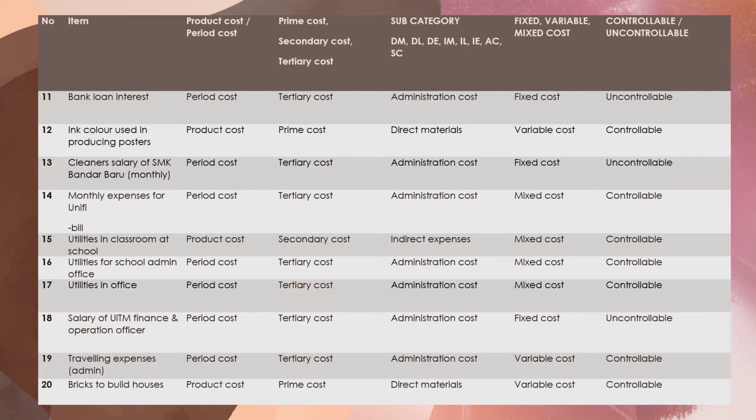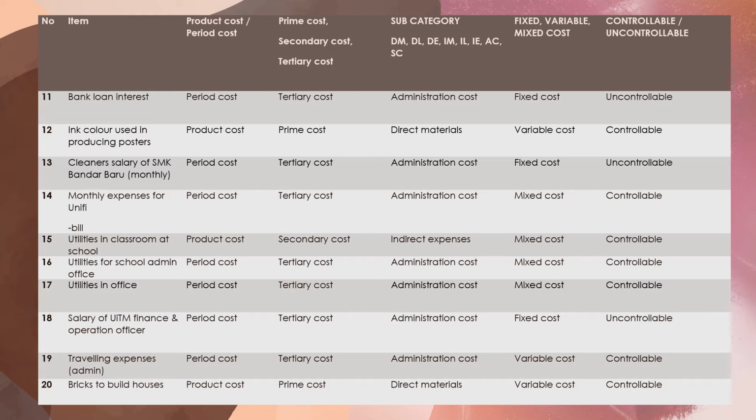Cleaner's salary of SMK Bandar Baru for monthly salary, period cost, tertiary cost, administration cost, fixed cost, uncontrollable. Monthly expenses for Unifi bill, period cost, tertiary cost, administration cost, mixed cost, and controllable. Utilities in classroom at school, product cost, secondary cost, indirect expenses, mixed costs, and controllable.